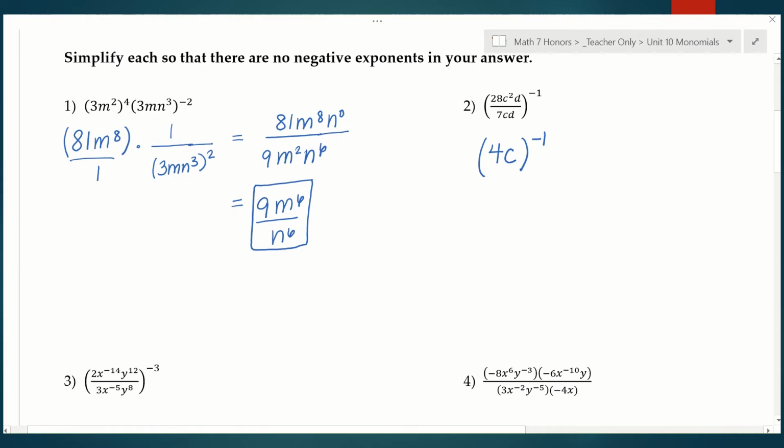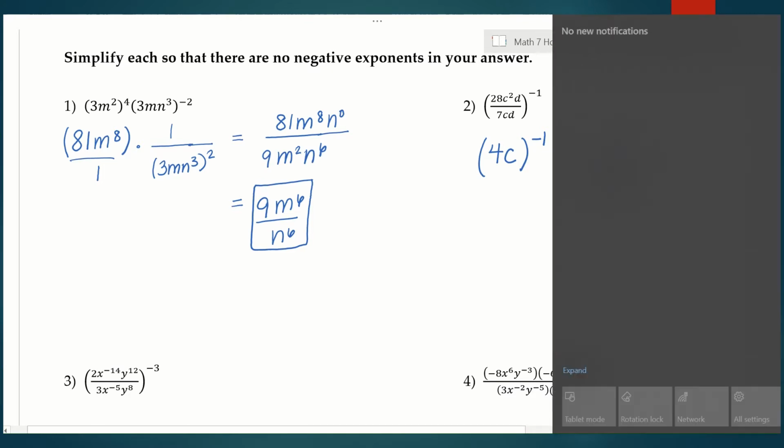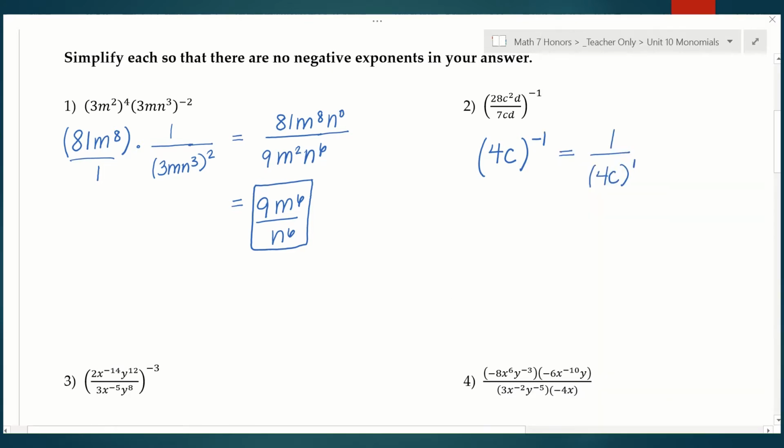So now that you have a single term inside your parentheses, now I would rewrite it. So this would become 1 over 4c to the positive 1st, which we know, sorry guys, is just 1 over 4c. Okay.